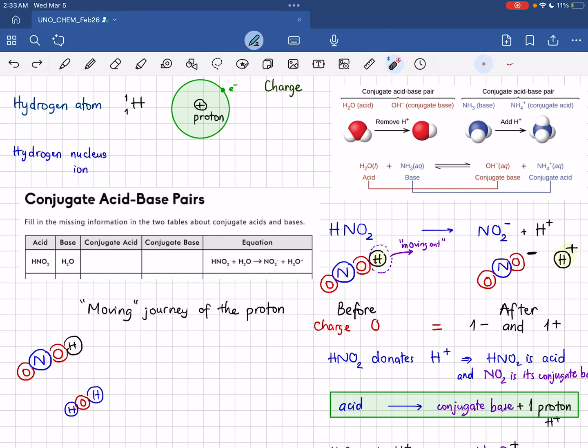Okay, so now let's have a review of the conjugate acid-base pairs. By Bronsted-Lowry definition, an acid is a substance that will donate a proton, and a base is a substance that will accept a proton. And a proton is usually denoted as H plus.